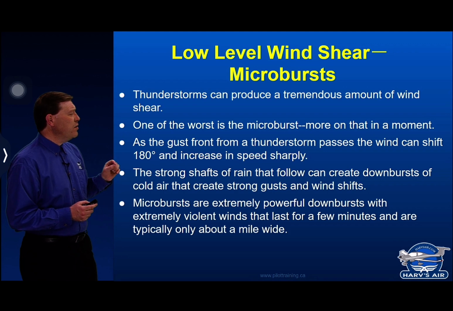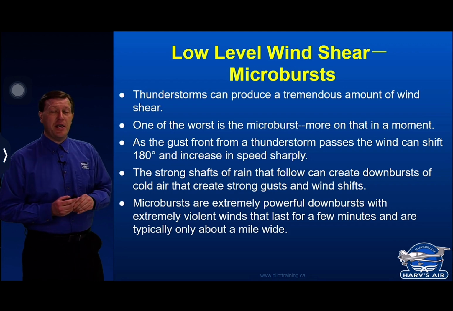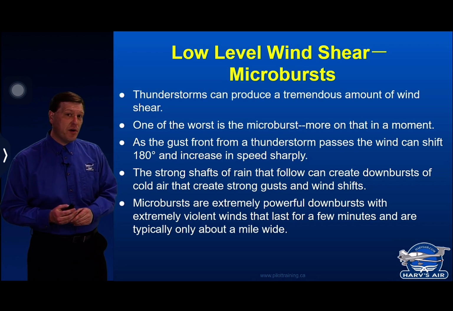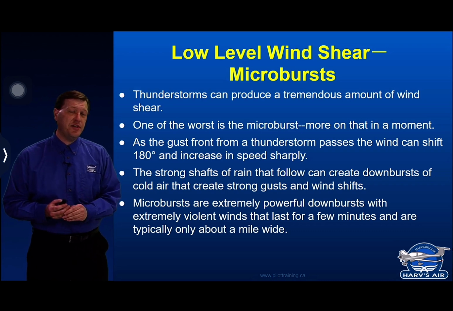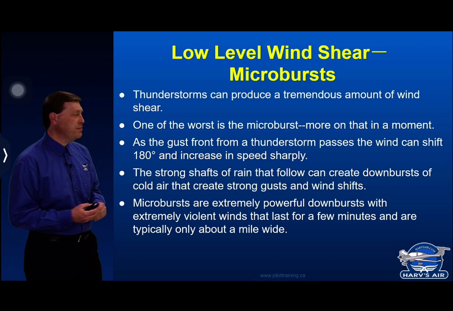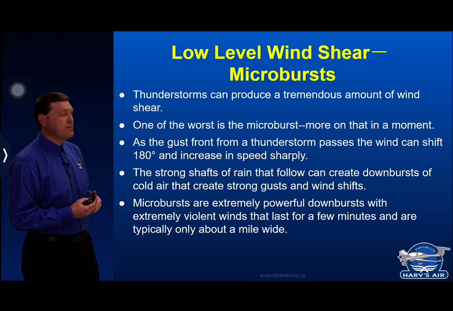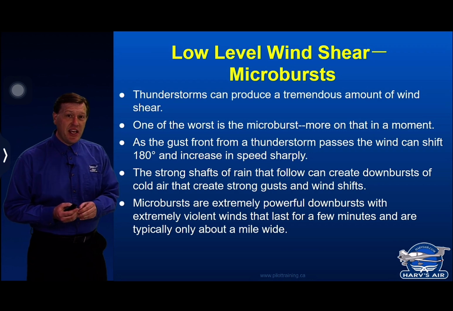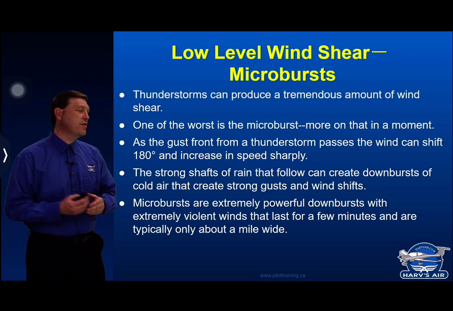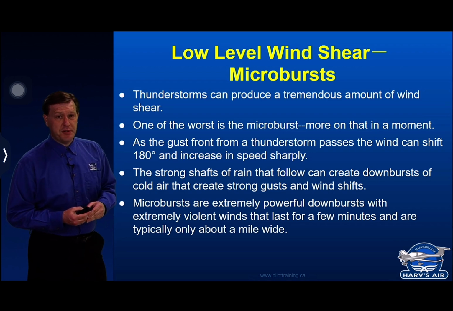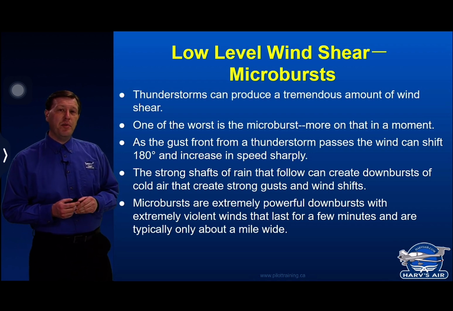Now, another type of low-level wind shear is something known as a microburst. And we will talk about this a little bit more as well in the thunderstorm sections. So this is an introduction. Thunderstorms can produce a tremendous amount of wind shear. It's partly why they were called TNTs, turbulence near thunderstorms. One of the worst types is the microburst, but more on that in just a moment.